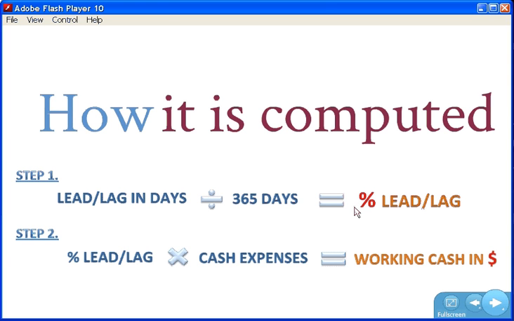So that's the whole purpose of the lead lag, and the working cash allowance is how much money do you need to sustain your own operation before you get paid for it. In step two, we take the percentage of lead lag, we multiply it by the actual cash expense, most likely most of your OM&A and also cost of power, and this will give you the working cash in dollars. This is the amount that goes into the rate base and where you earn a return.